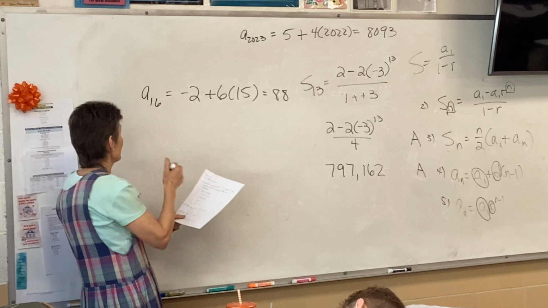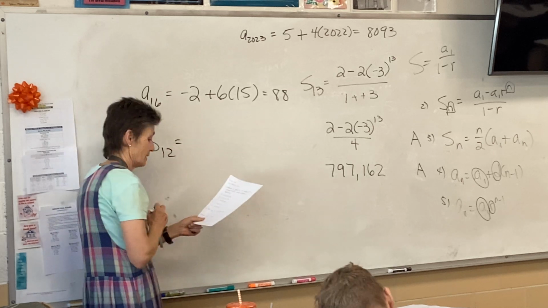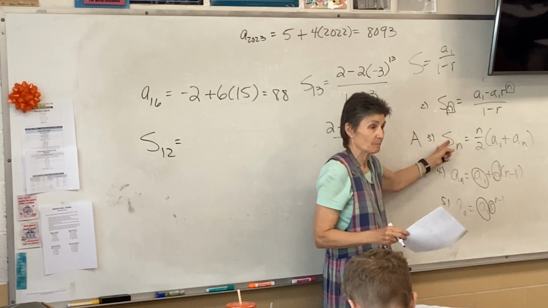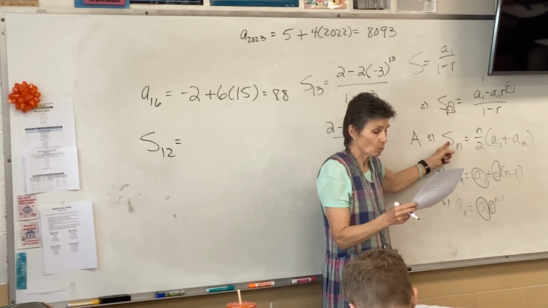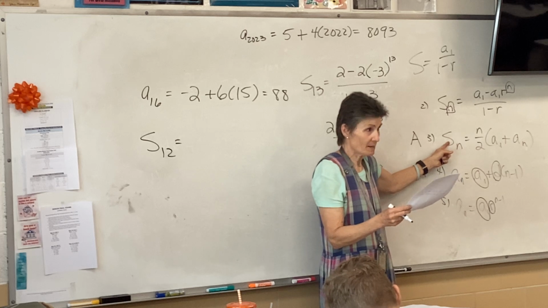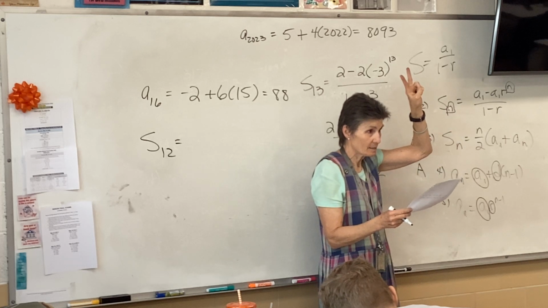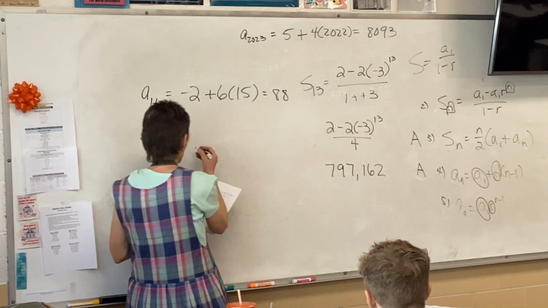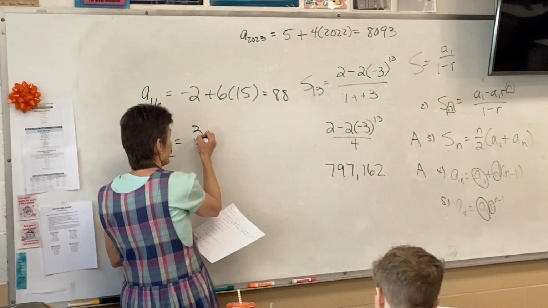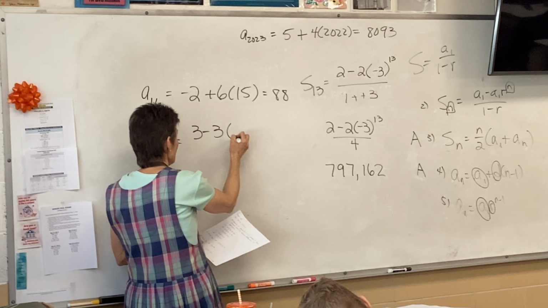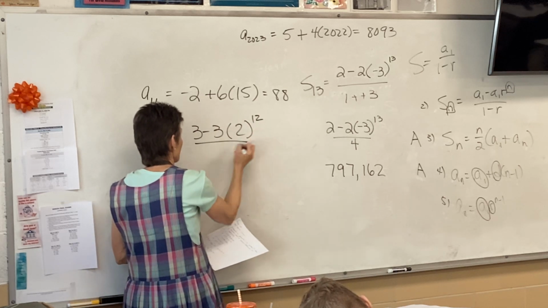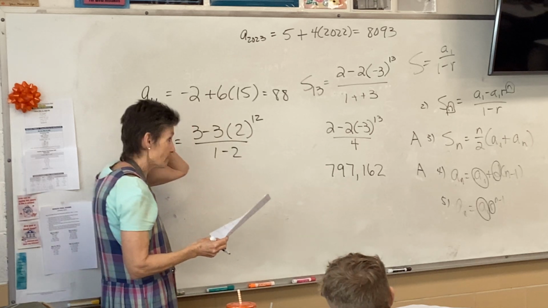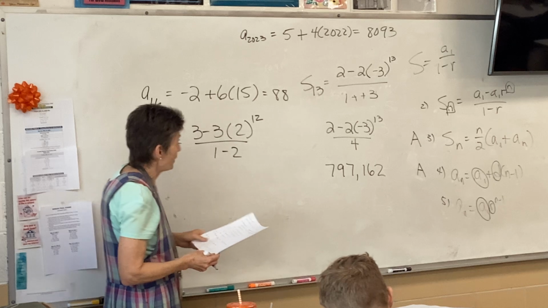Let's finish the front side of this. Number 3, S sub 12. Now, it's an S sub formula, so you're going to use one of these. Is it arithmetic or geometric? Geometric, the ratio is 2. So it's this formula. So S sub 12 is 3 minus 3 times 2 to the 12 over 1 minus 2. All right, everybody get that?